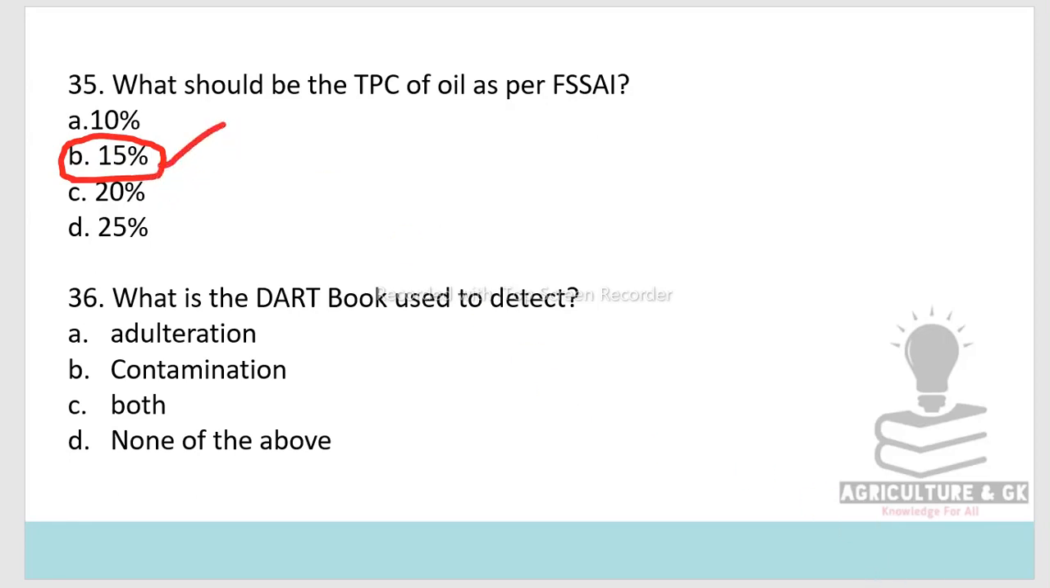So now moving to the next question. What is the DART book used to detect adulteration, contamination, both or none of the above? So the DART book is used to detect adulteration or contamination in the food. So our answer will be both. Adulteration and contamination are detected by using the DART book.